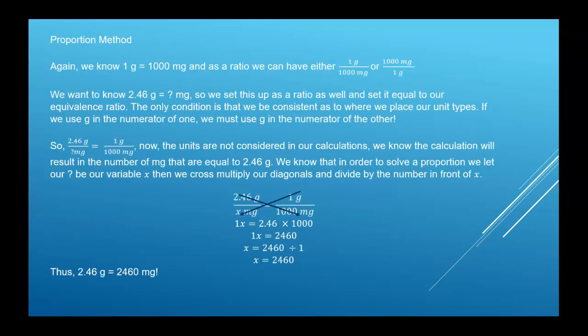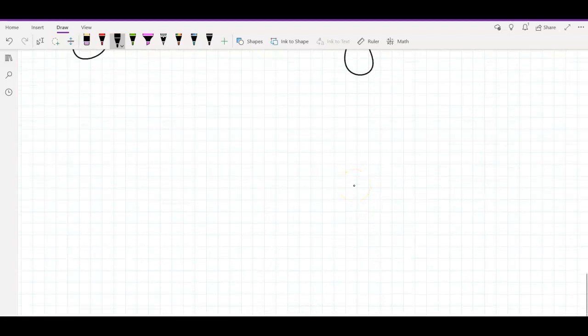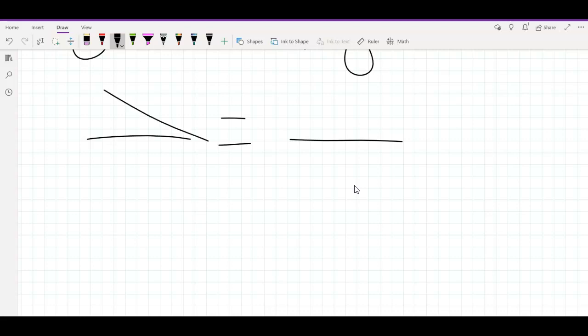Then you also have your proportion method. So the proportion method works well. I tend not to use that. I stick with the number line or dimensional analysis. But basically with the proportion, you just have to remember how a proportion works. A proportion is two ratios set equal. And your cross products must be equal.